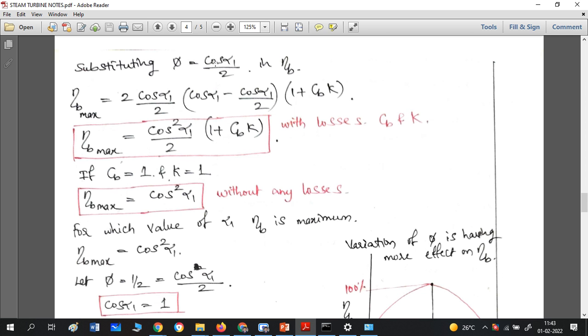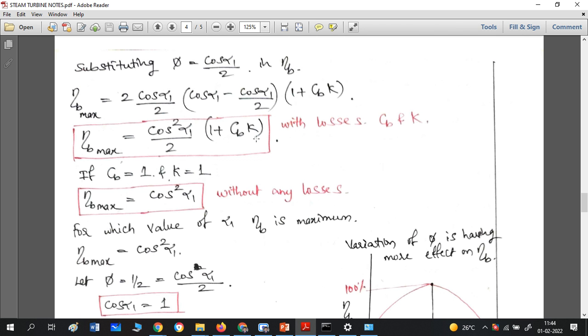I'll substitute this phi value as cos alpha 1 by 2 in the main equation, that is blade efficiency, to make it maximum. So for 2 phi, I'll write 2 cos alpha 1 by 2, into bracket cos alpha 1 minus phi. Phi I'll again replace with cos alpha 1 by 2, into bracket 1 plus CBK. Once you substitute all these values, 2 and 2 here will get cancelled. Inside, 2 will remain as it is. Cos alpha 1 outside will remain as it is. Cos alpha 1 minus half cos alpha 1 is half cos alpha 1. So cos alpha 1 into cos alpha 1 is cos square alpha 1 by 2, or half cos square alpha 1 into 1 plus CBK.